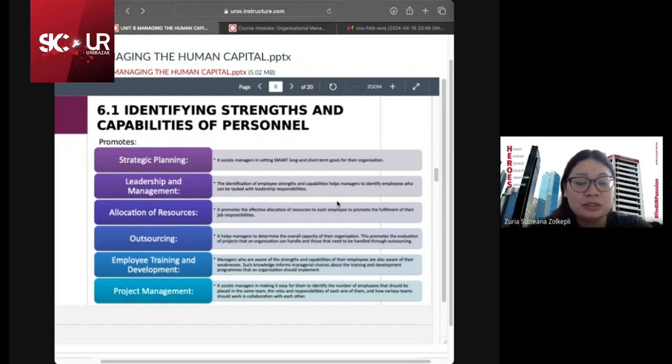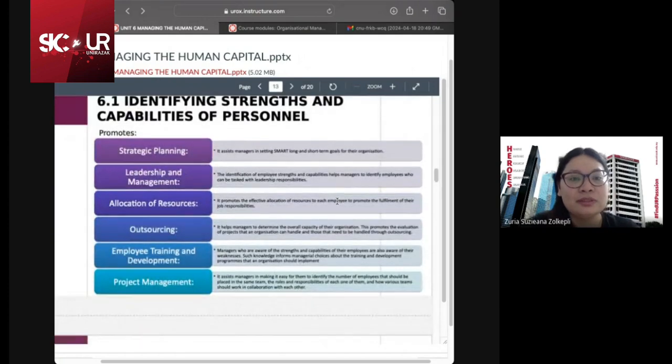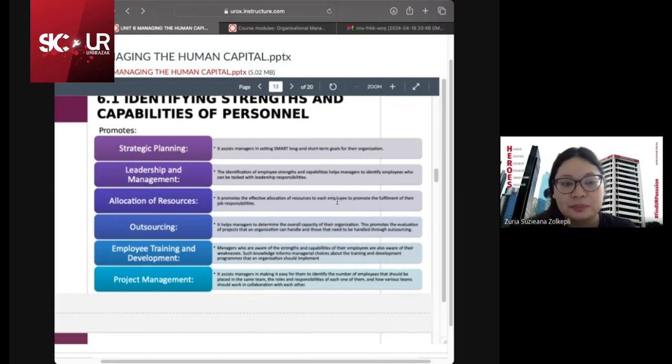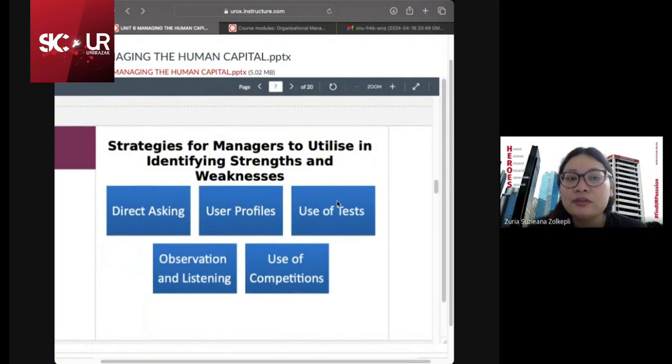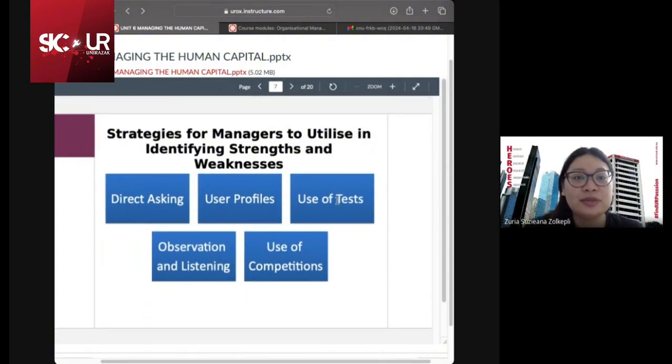And project management: it makes it easy for managers to identify the number of employees that should be placed in the same team. If you still remember our previous topic about organizing, it's the same thing, to avoid having too many persons on the same workload, or too few persons with a heavy workload. This is why it's important for a manager to identify the strengths and capabilities of each personnel. If it's important, there must be a strategy to identify it.